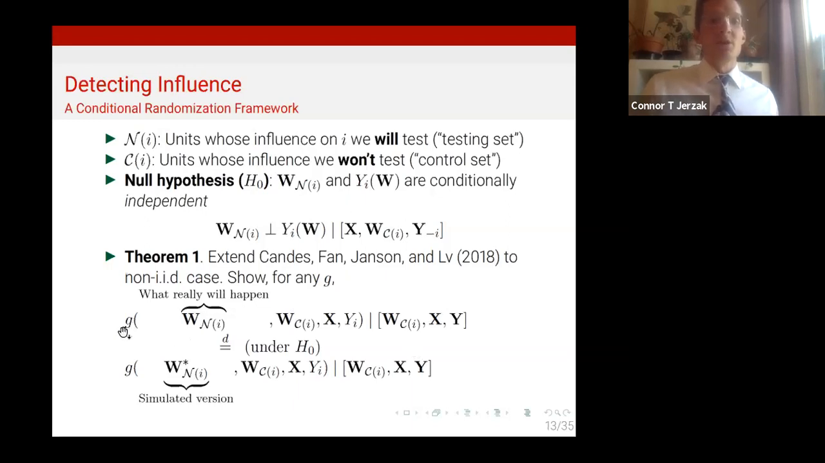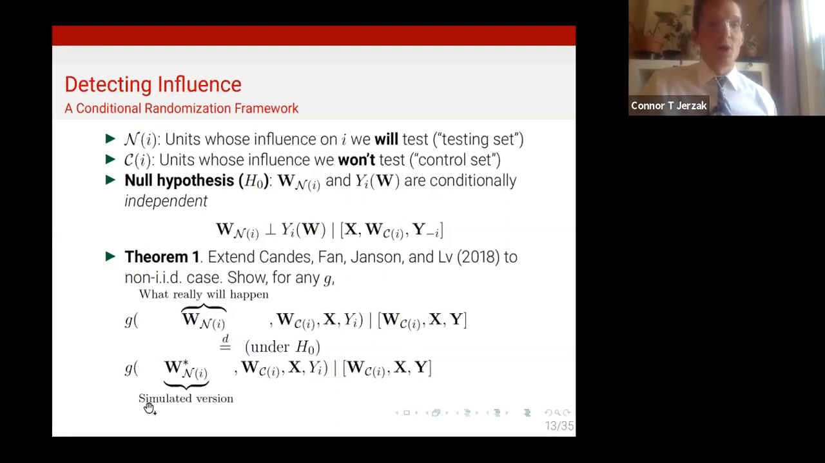And the beauty of this is that this G function, this test statistic function, can be anything so long as it's fixed. What that means is that we can build on the machine learning paradigm, where we develop a complicated G function which will maximize our ability to detect influence when it's actually happening, in a way that I'll describe in the next slide.